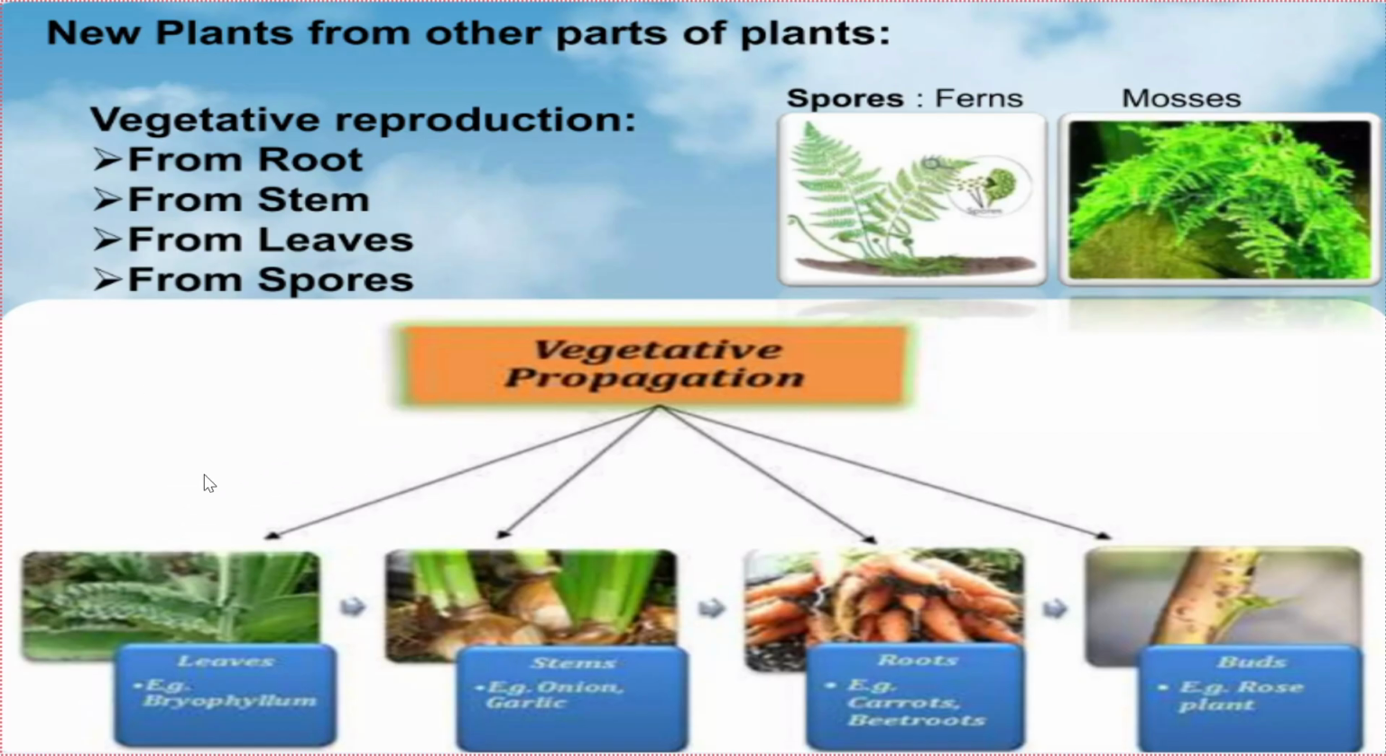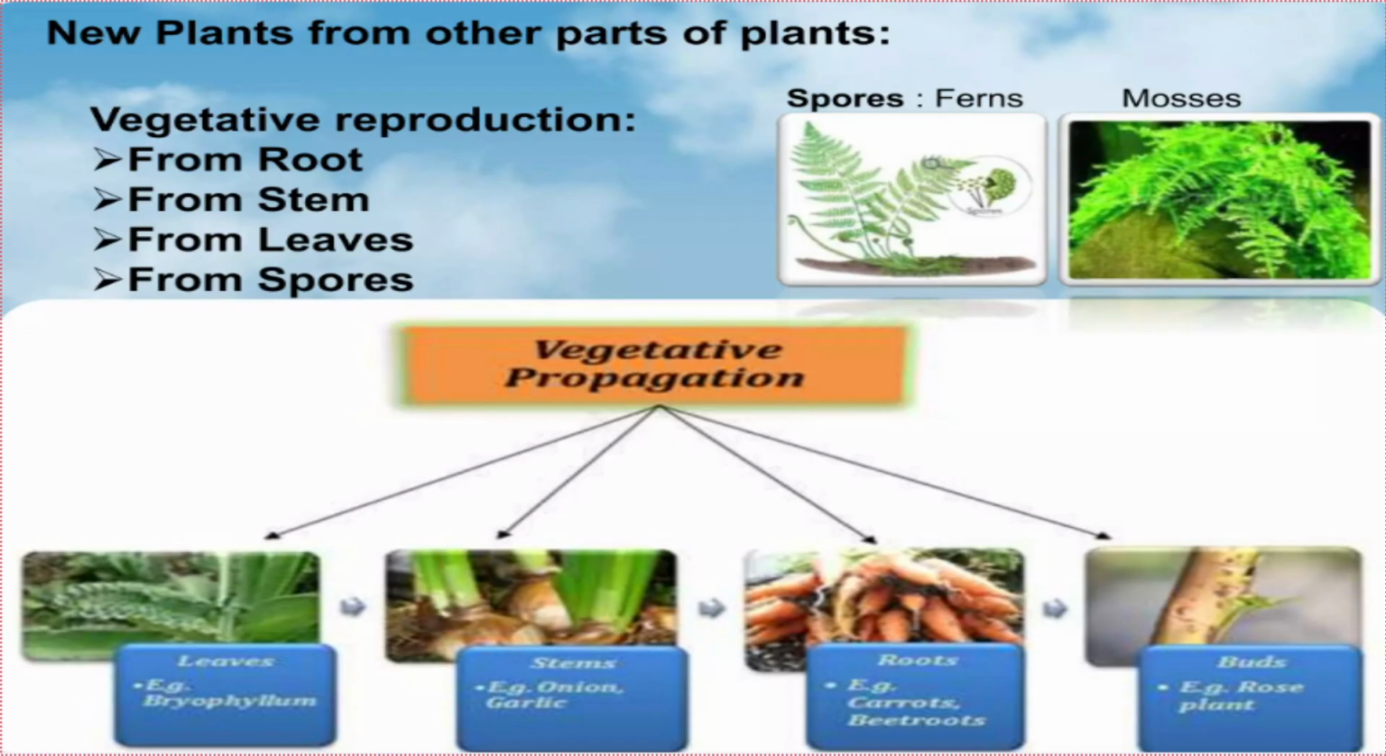From roots, for example, carrots, beetroots, and radish will grow. In this, we will cut the upper part of the root and put it in the soil. After some time, we will see a plant arising. From stem we can have roses. Have you seen that? We will cut the stem part, bury it, and the new plant will come.